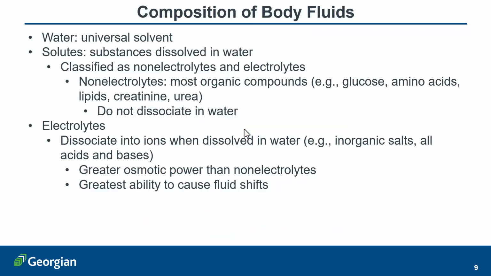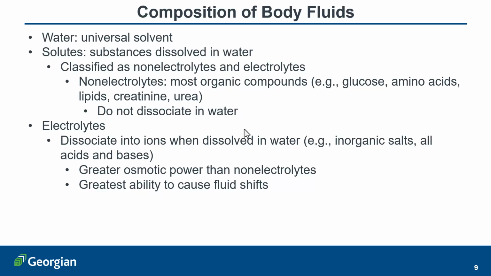In terms of the composition of body fluids, we all know that water is the universal solvent, and solutes are substances that are dissolved in water. All this is from high school chemistry. The solutes can be subdivided into electrolytes and non-electrolytes. Non-electrolytes are the organic compounds such as glucose, amino acids, even the lipids, urea, etc. They do not dissociate in water to form ions. Electrolytes, on the other hand, dissociate into anions and cations when dissolved in water. For example, most of the inorganic salts, all the acids and bases, dissociate when dissolved in water.